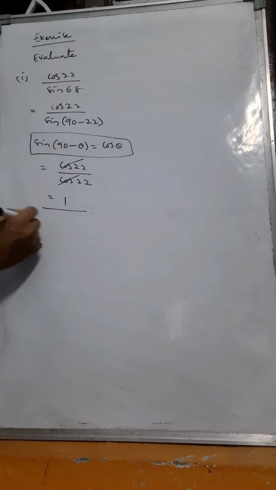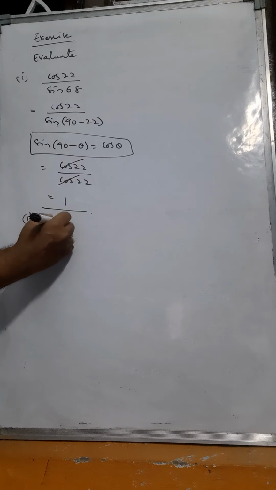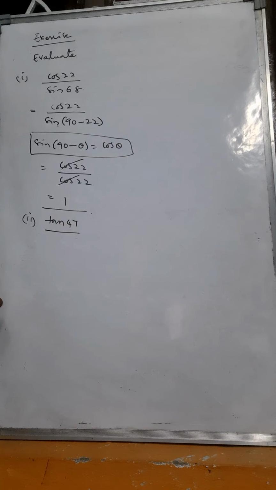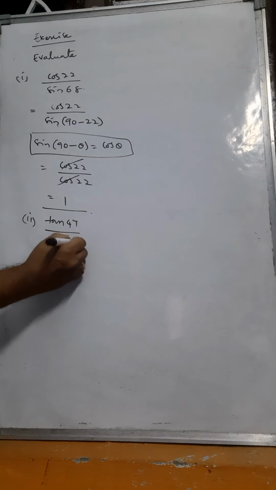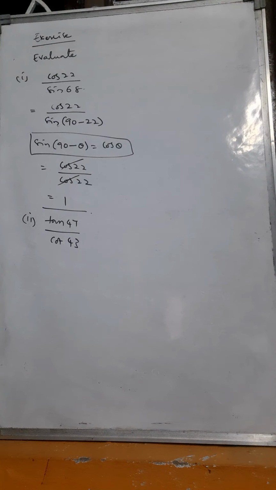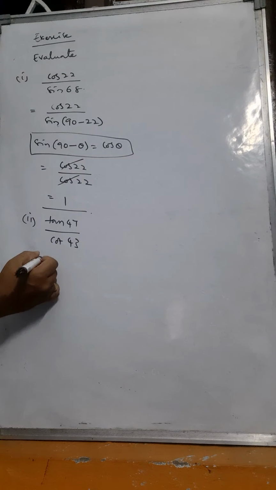The second problem, tan 47 by cot 43. Now from this what we can say is that 47 and 43 both are complementary angles. So if you add 47 plus 43, that is 90. So 47 we can write it as 90 minus 43, or 43 we can write it as 90 minus 47. So change any one. I am changing the denominator.